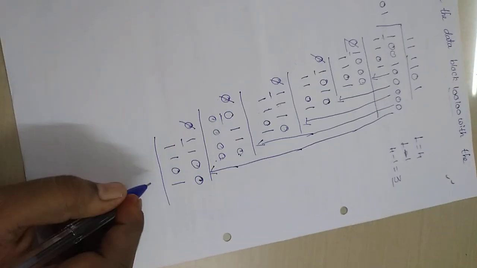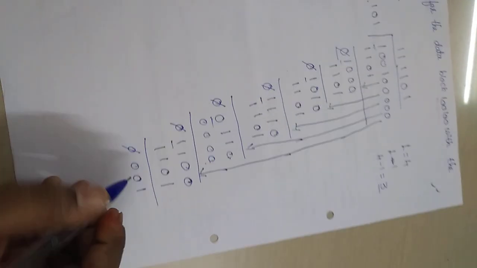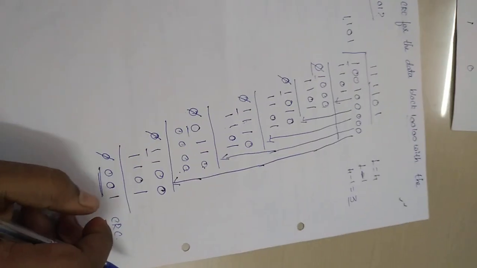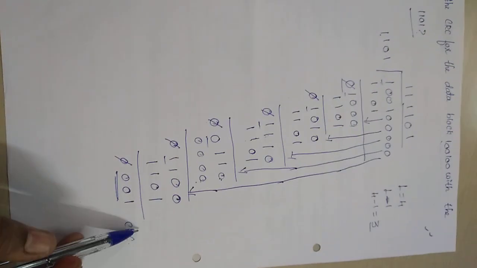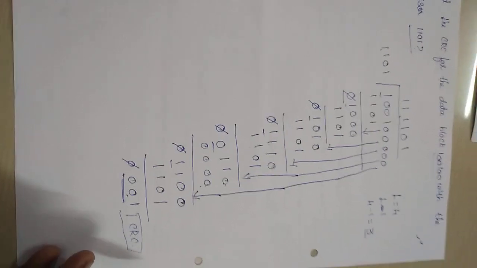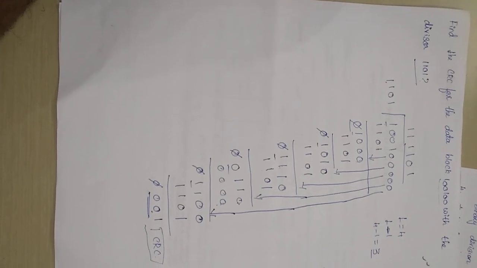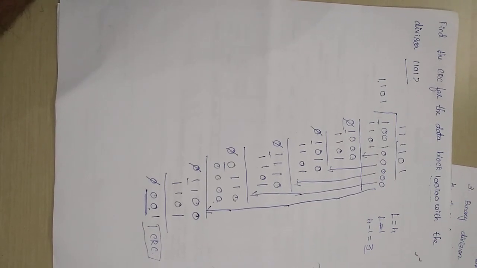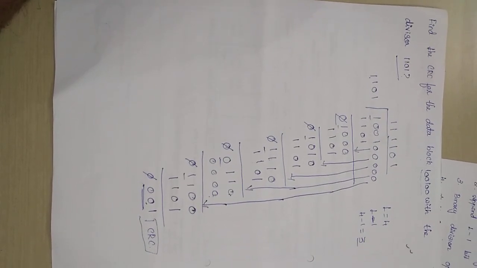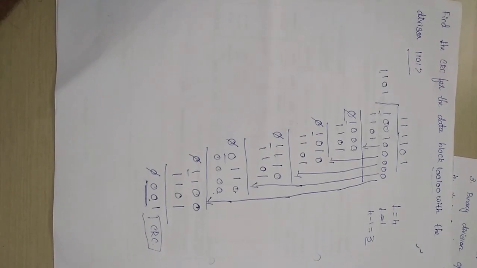So what will be the answer? 1 0 0 0. We omit this. So our final CRC is 0 0 1. This is our remainder, and also this is our CRC, where 1 0 0 is the actual message, but 001 is our CRC. This is the message 100 that we need to transmit.